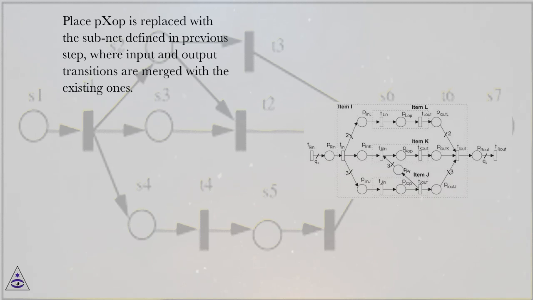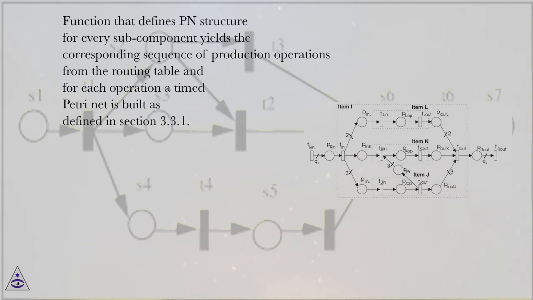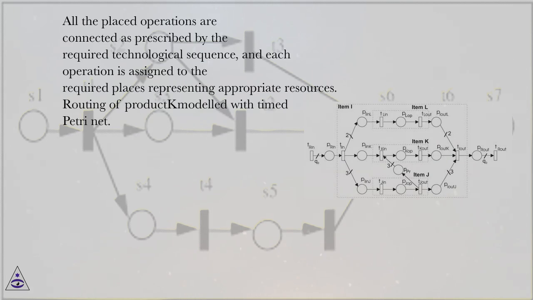Function that defines PN structure for every subcomponent yields the corresponding sequence of production operations from the routing table, and for each operation a timed Petri-Net is built as defined in section 3.3.1. All the placed operations are connected as prescribed by the required technological sequence, and each operation is assigned to the required places representing appropriate resources. Routing of product modeled with timed Petri-Net.